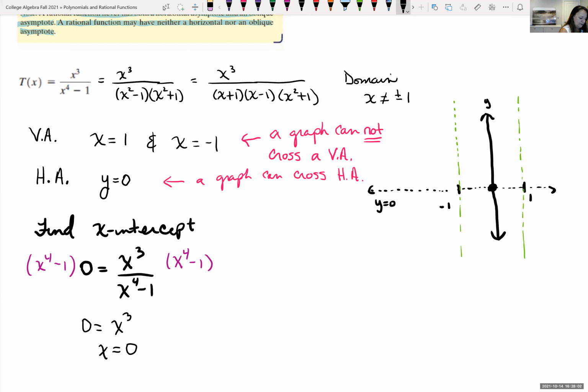Our y-intercept, we're letting x equal 0. So we're looking at t of 0. So if we go in and plug in 0 wherever we see an x, we get 0 cubed all over 0 to the 4th minus 1. Well, 0 cubed is 0, and 0 over -1 is also 0.